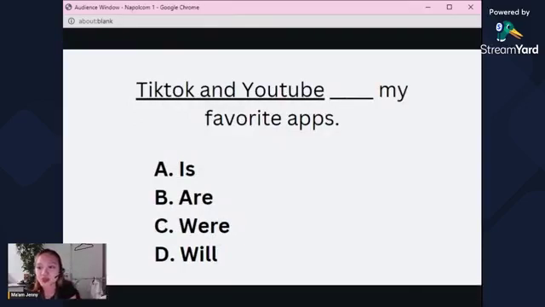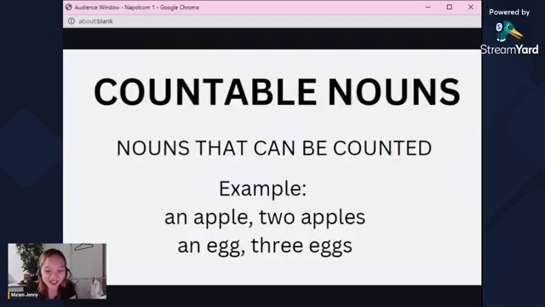TikTok and YouTube, blank, my favorite apps or applications. Comment your answers. Is it is, are, were, or will? All right. So TikTok and YouTube. So again, kapag more than one, that is already plural. So dalawa na, TikTok and YouTube. So it's are. So next, we will be having countable nouns.